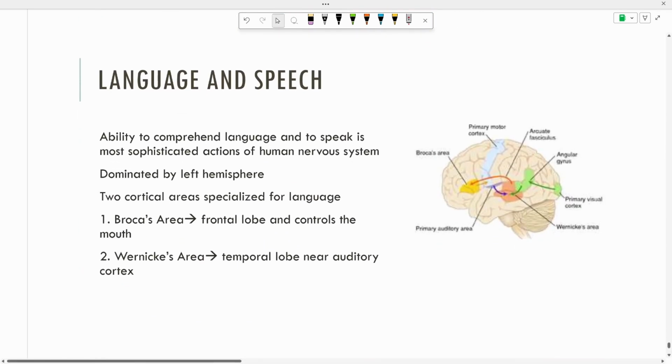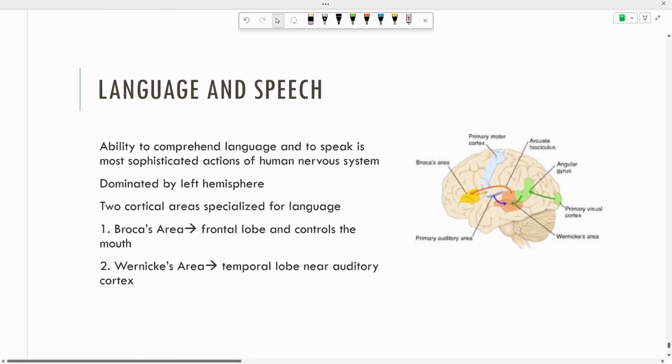Language and speech. We have to be able to hear what I'm saying and answer appropriately for a question. So comprehension of language and speech is a very sophisticated action.